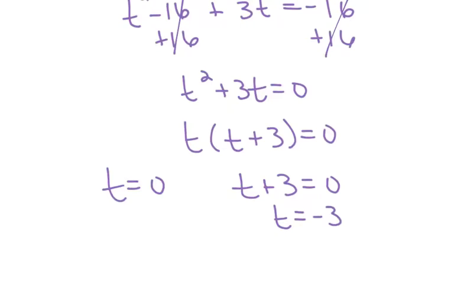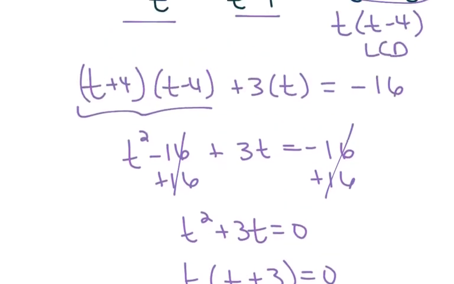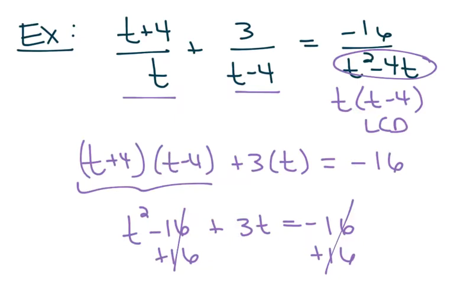The problem is, when you get your solutions at the end of the problem, you have to go back to the original problem, the one I wrote in black up here, and determine if either of those solutions makes any of the denominators 0. Because you can't have 0 in the denominator of a fraction. So we call solutions that make the original problem undefined extraneous solutions. Extraneous just really means extra solution. You got an extra answer, but it doesn't make the original equation work.